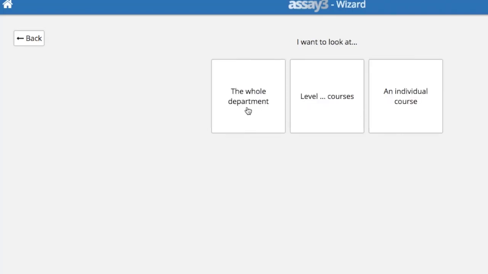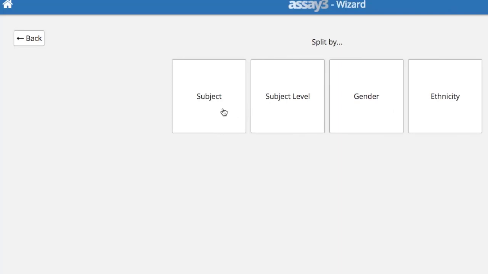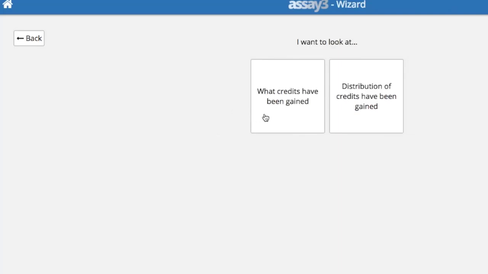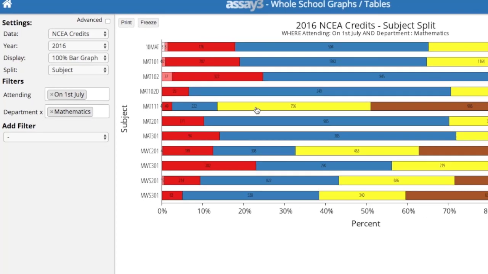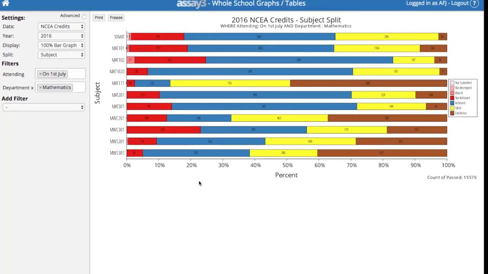We can have a look at the whole department, split up by subject, and we can look at what credits have been gained so far. What this allows us to do is see the number of excellence, which is brown, merit, which is yellow, achieved, which is blue, and not achieved credits, which is red, gained in each of these courses. This allows us to very quickly get a snapshot of which courses are doing well and which ones aren't.